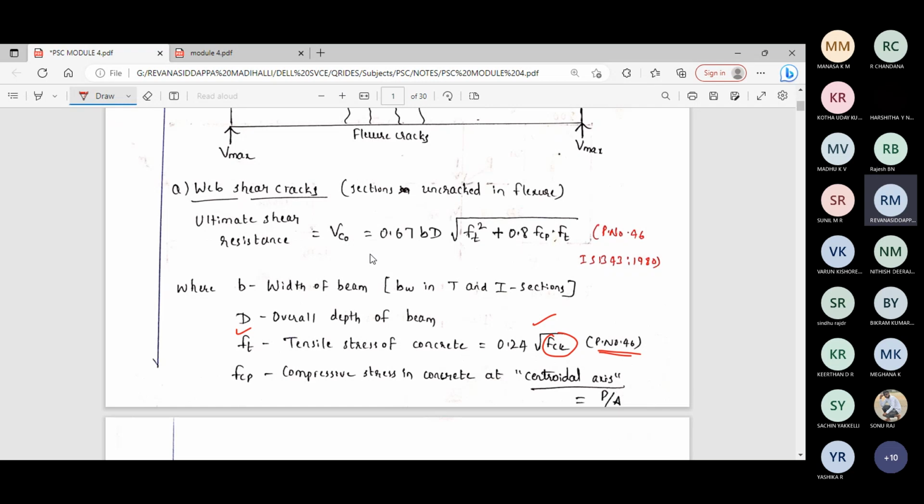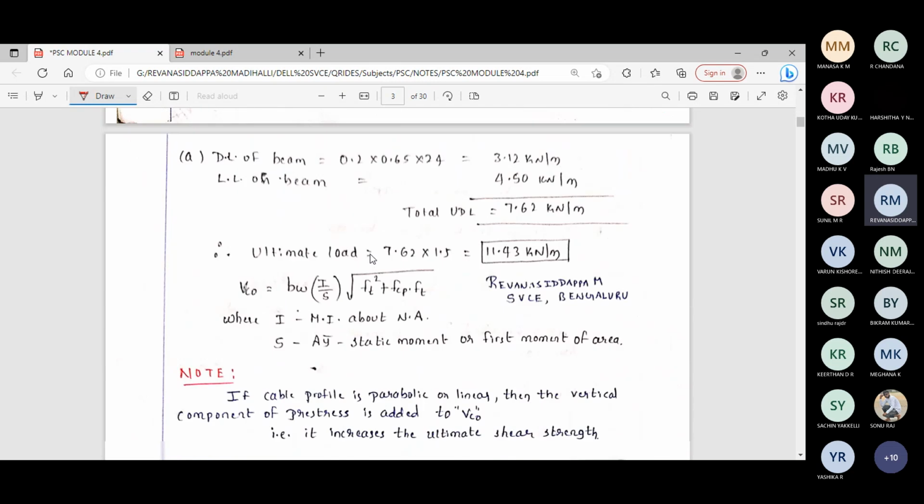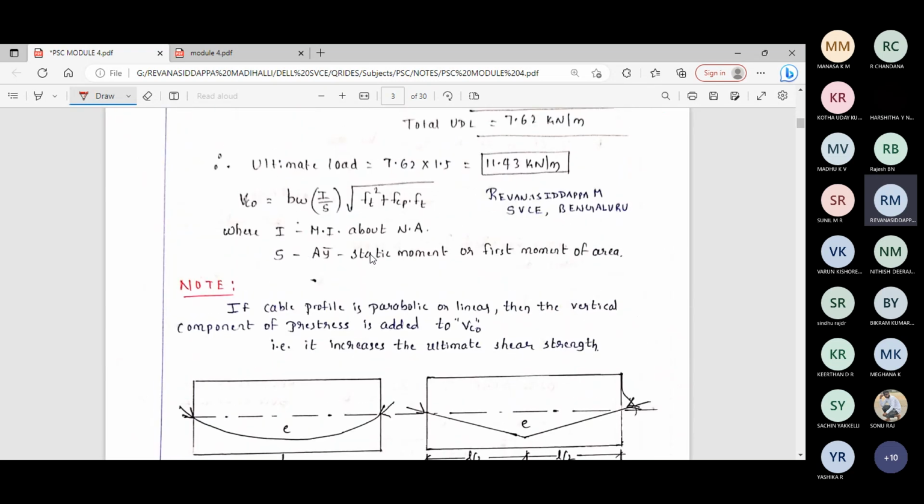fcp is the compressive stress in concrete at the central axis, which is equal to load by area, that is, pre-stressing force divided by cross sectional area. This formula is also available on page number 46 of the IS 1343 code book. Along with this formula, there's one more formula that we will use: Vc0 is equal to Bw into I by S, where S is the static moment of area, that is A y bar, times root of (ft square plus fcp into ft). We will use this formula to find the ultimate shear resistance.